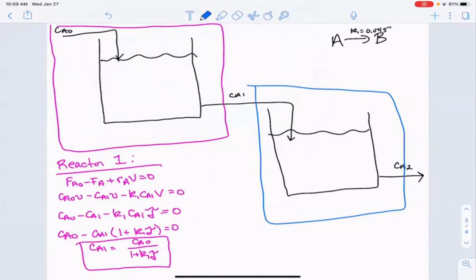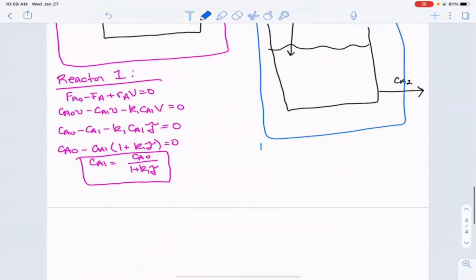Now let's do the exact same thing on reactor 2. Obviously the mole balances are going to be the same, except we're just going to replace the coefficient. So this is FA1 minus FA2 plus RA times V, again, is equal to 0. And this is just CA1 times V minus CA2 times the volumetric flow rate minus K1 times CA2 times the volume is equal to 0.